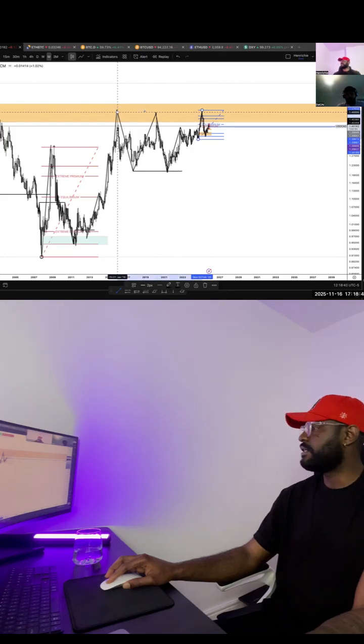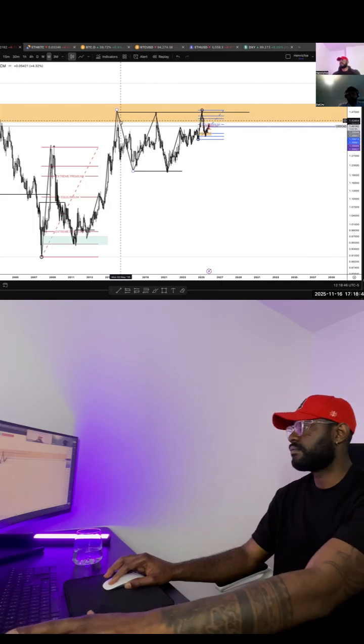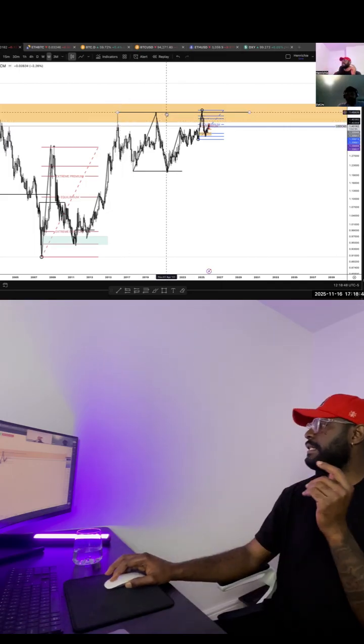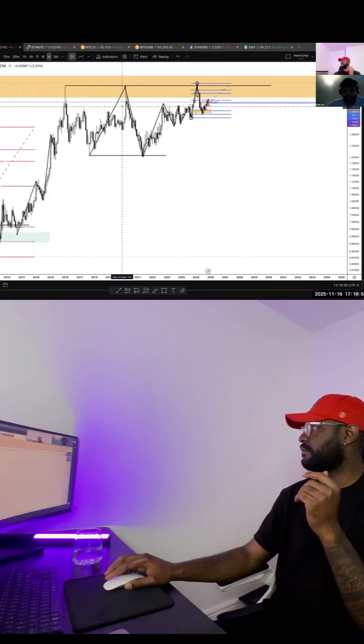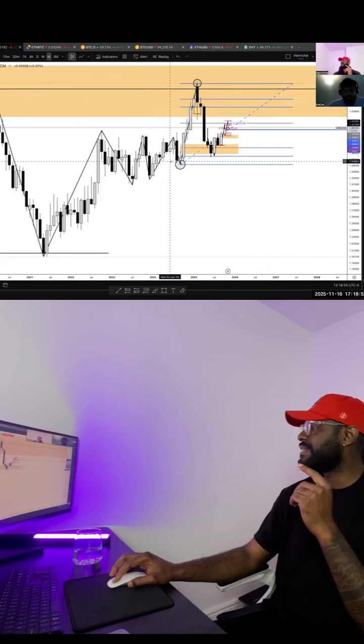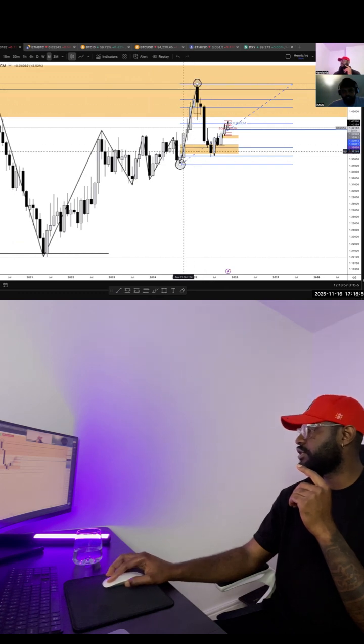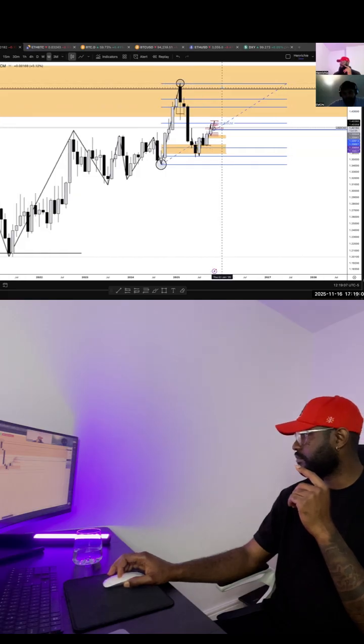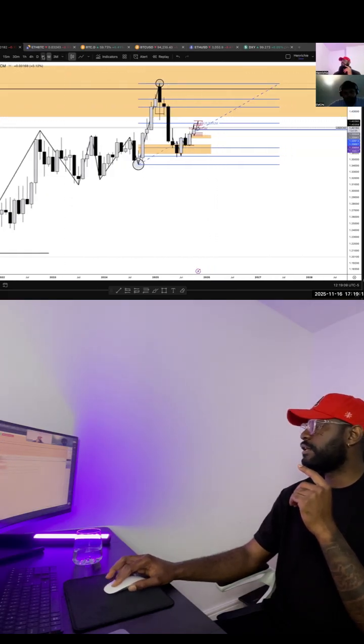Can you see how it took liquidity from all these highs? After we took that liquidity, it rallied. Bear in mind we're still within a bullish leg. This is still a bullish low and a high. This monthly is still bullish, right? Yes, the monthly is still looking bullish.